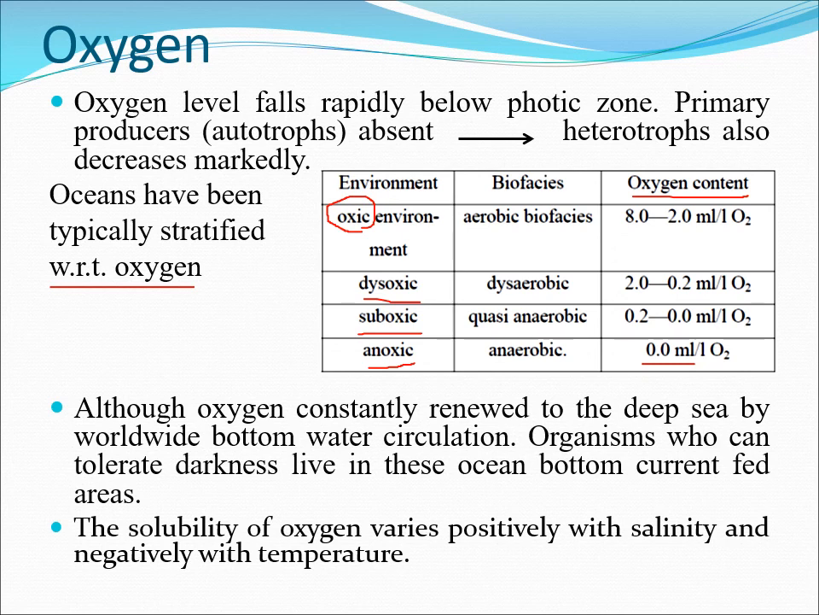So we can see that along with the photic zone, oxygen concentration is also decreasing. So it obviously comes to our mind that in the greater depths of large ocean bodies, that environment may be completely anoxic. That means there will be no free oxygen.